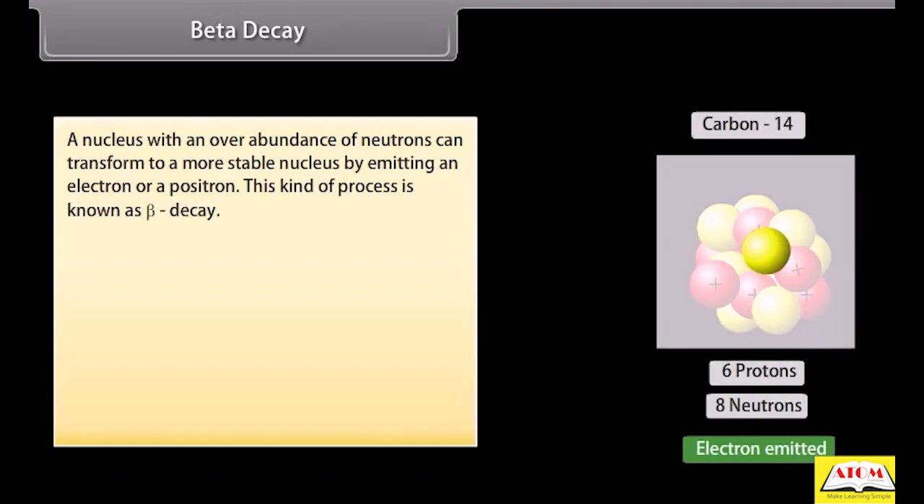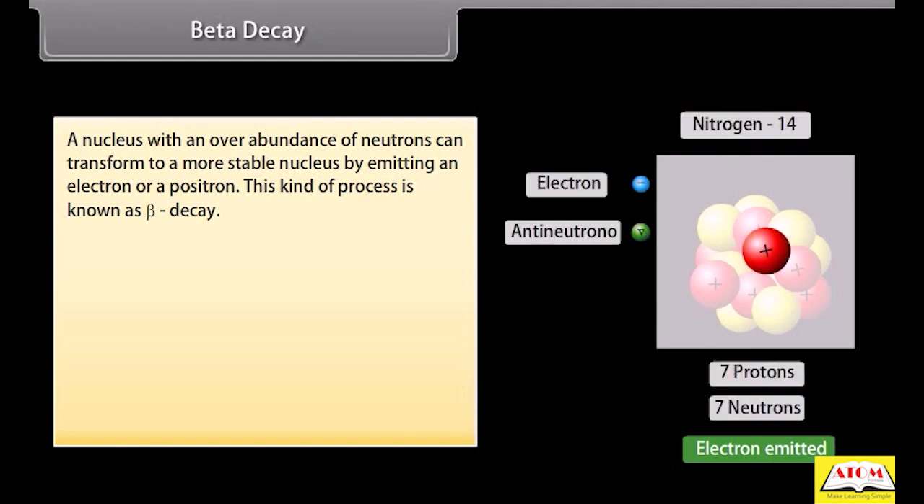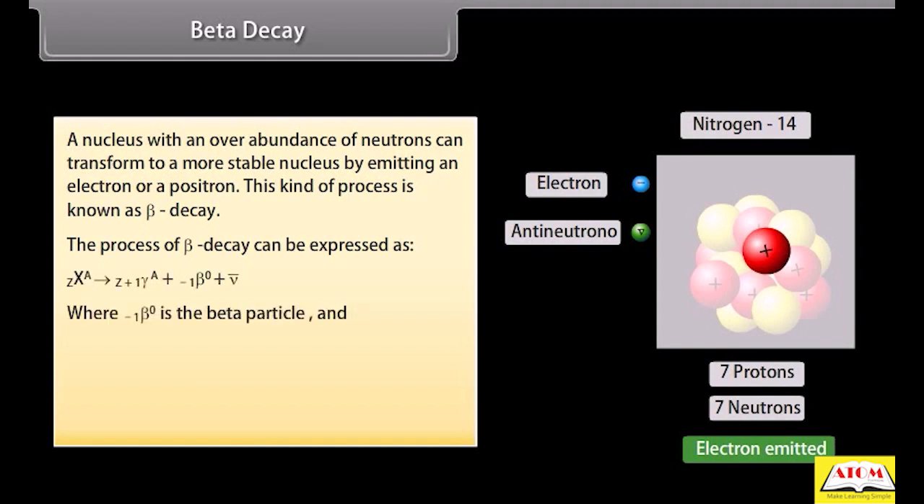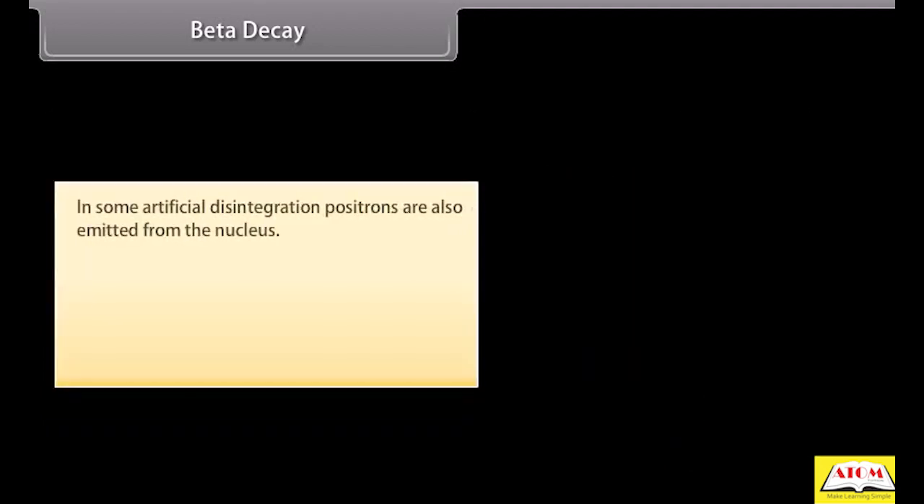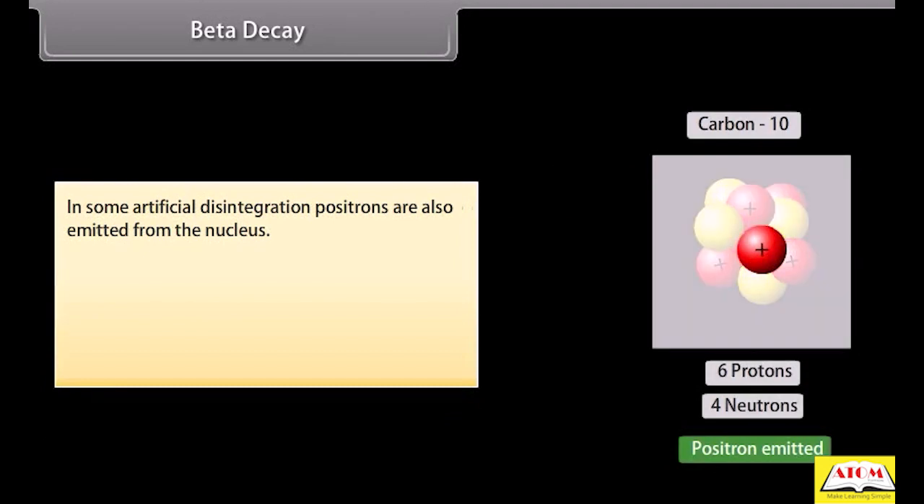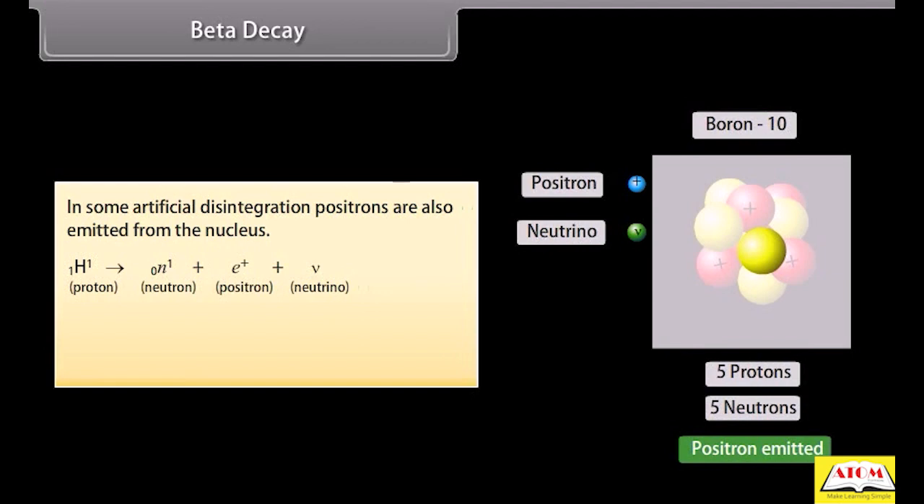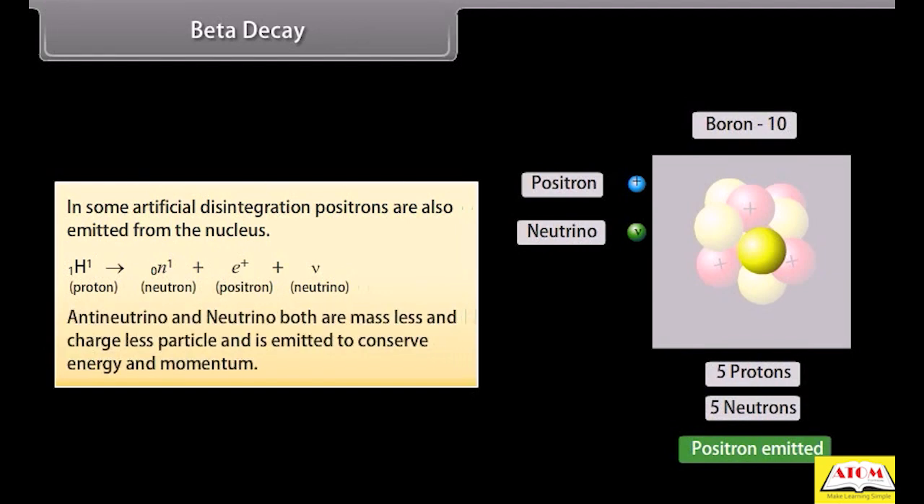Beta decay. A nucleus with an overabundance of neutrons can transform to a more stable nucleus by emitting an electron or a positron. This kind of process is known as beta decay. This process of beta decay can be expressed as where β is the beta particle and ν̄ is the antineutrino. For example, in some artificial disintegration, positrons are also emitted from the nucleus. Antineutrino and neutrino are both massless and chargeless particles and are emitted to conserve energy and momentum.